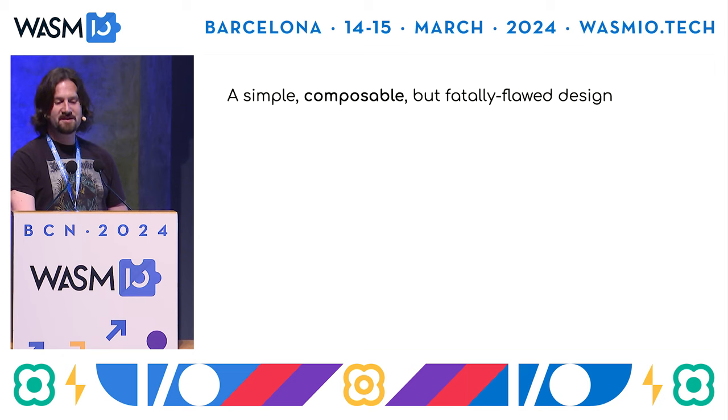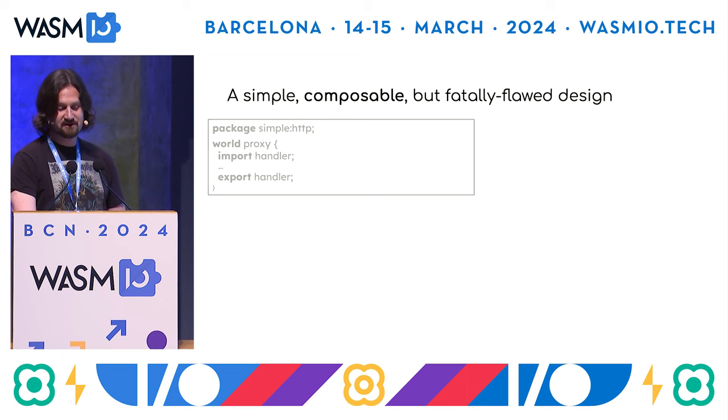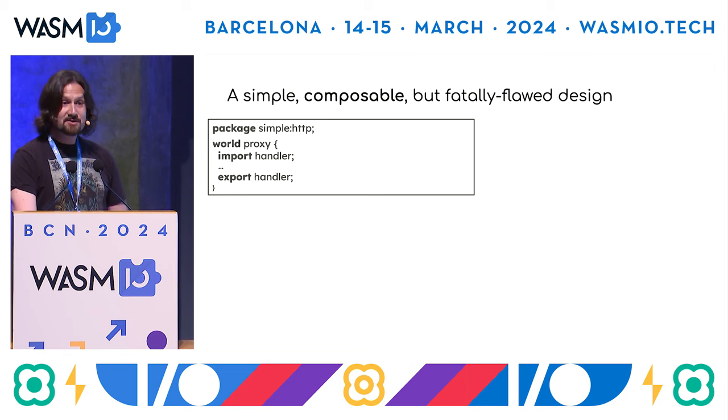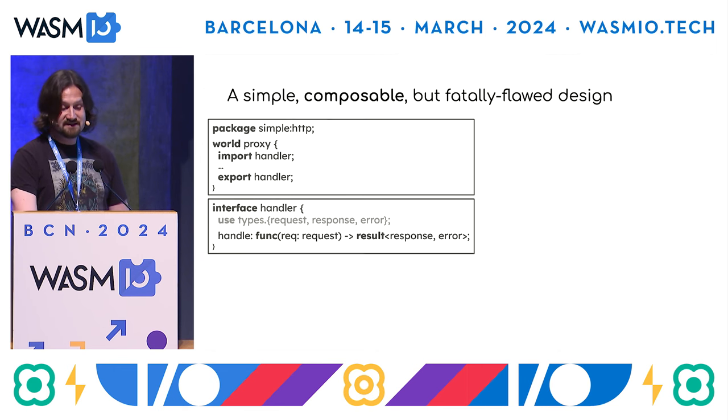So first, let me start with a simple, very composable, but ultimately fatally flawed design, which I'm going to call simple HTTP. In simple HTTP, we define our proxy world to import and export a handler interface. And the handler interface contains a single function that you can pass a request and get back a response or an error. And so when the proxy world imports the handler interface, it's importing a function that you can call to make an outgoing request. And when the proxy world exports a handler, that component is exporting a function that's called by the outside world, so the component can receive an incoming request.